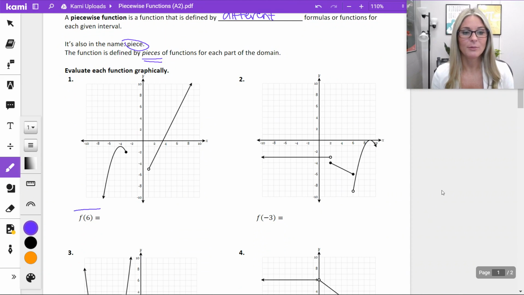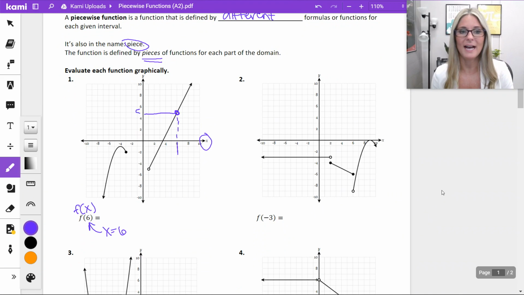For number one, down here, we have f of 6 equals what? To evaluate a piecewise function, just remember, usually we see f of x. So let's evaluate where x is equal to 6. On my x-axis, going to 6, travel and meet our graph, and we're going to say where it was on the y-axis: at 5. So f of 6 for this piecewise function, when x is 6, the y value is 5. That's how you evaluate this piecewise graphically.